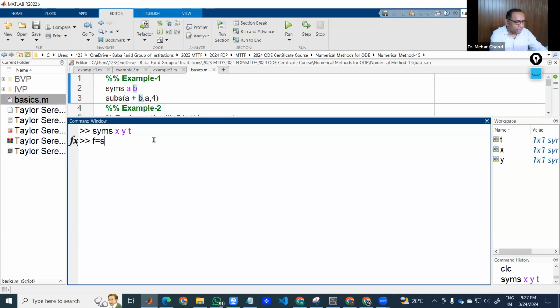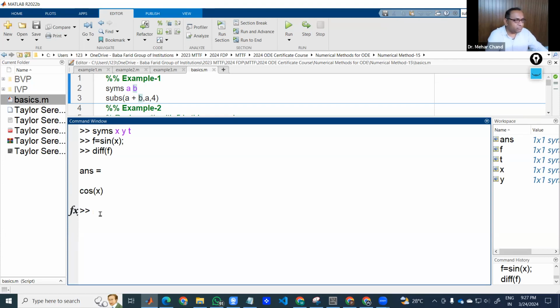F is equal to sine x. For symbolic computing, we have to declare the variables, and then we can easily use them. If you want to differentiate, diff f, and when you enter, you can see that the derivative of the f function is cosine x.